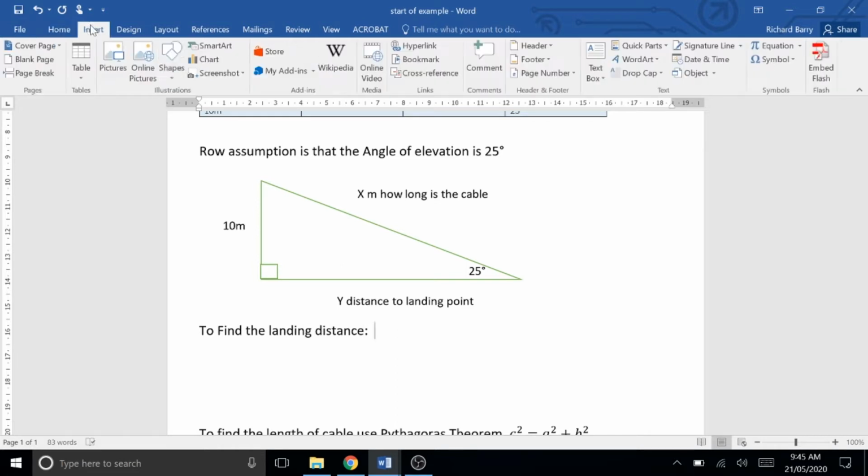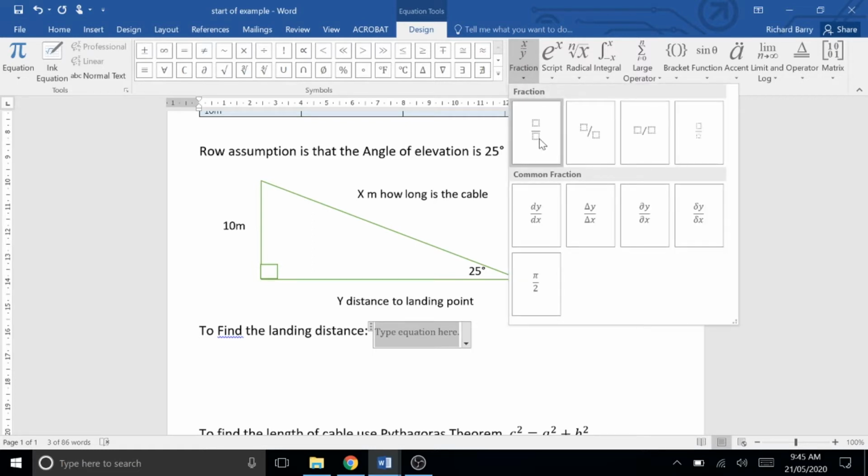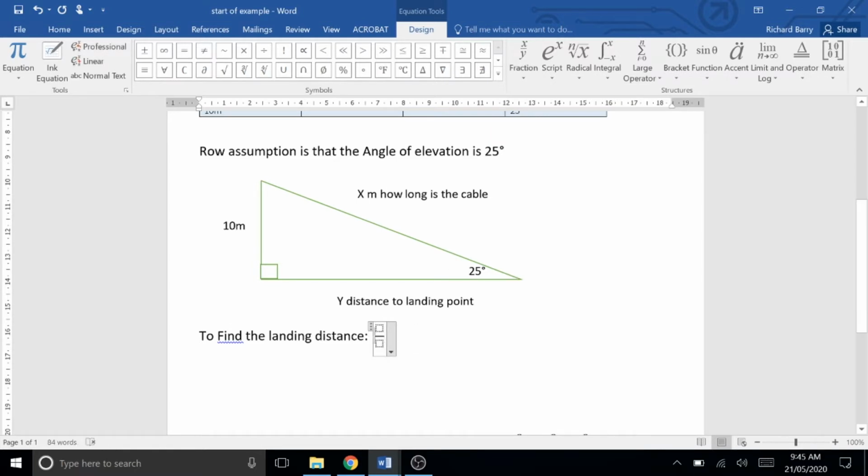I'm going to have an equation, so insert equation. This time it's going to be a fraction. Okay, so this question I need opposite, and I need adjacent. What rule is opposite and adjacent? Tan. So here's a slight issue. I'm going to use the arrow key on the keyboard to work my way around there.